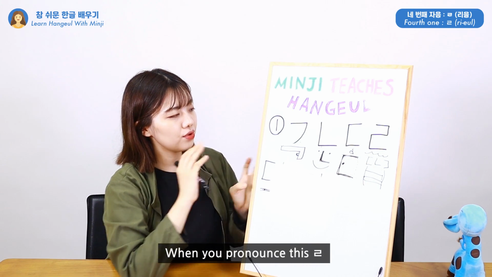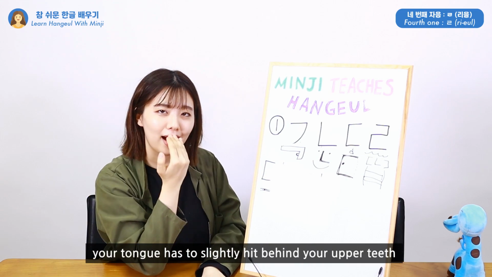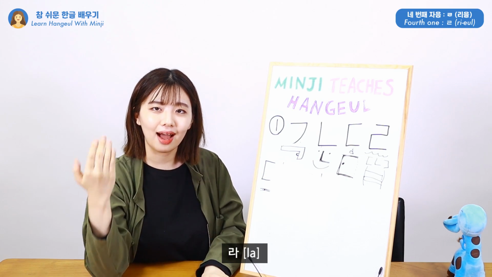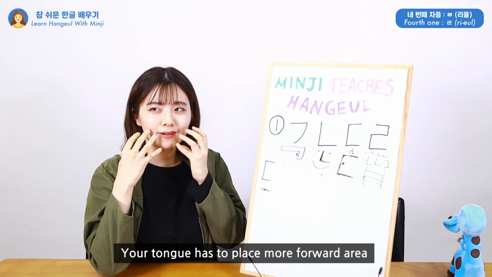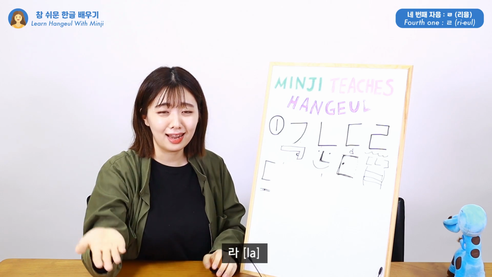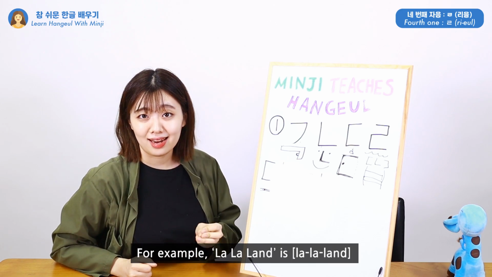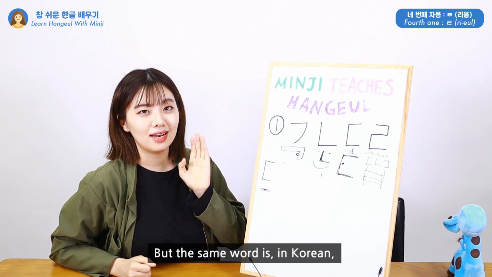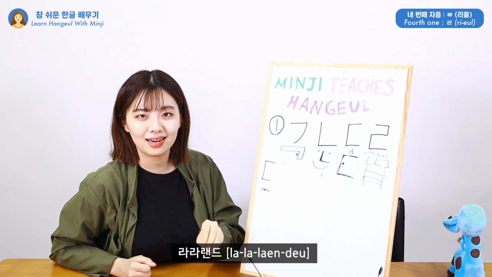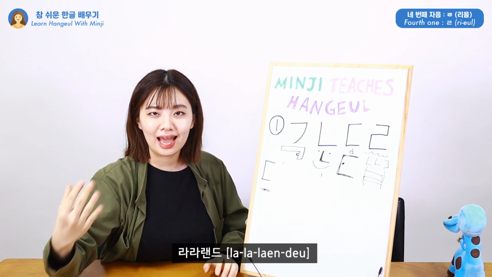But when you pronounce this ri-eul, your tongue has to slightly hit behind your upper teeth, like la, la, la. Your tongue has to be placed more forward, compared to the L position. For example, La La Land is La La Land in English, but that is La La Land in Korean. The sound comes more from the front area.